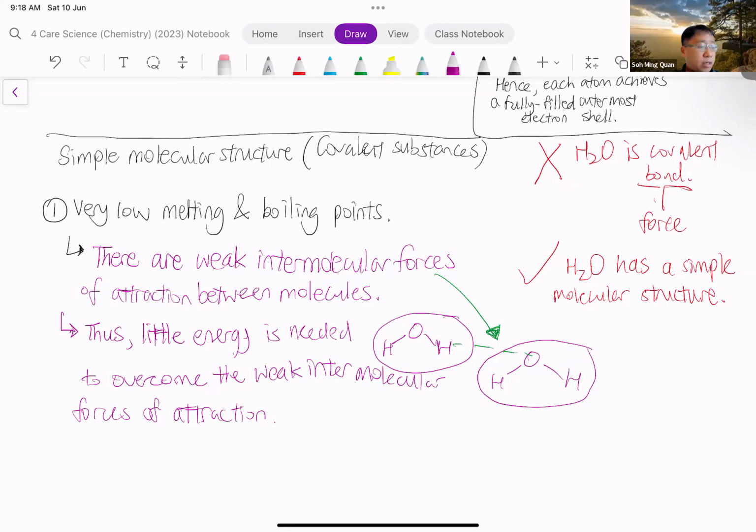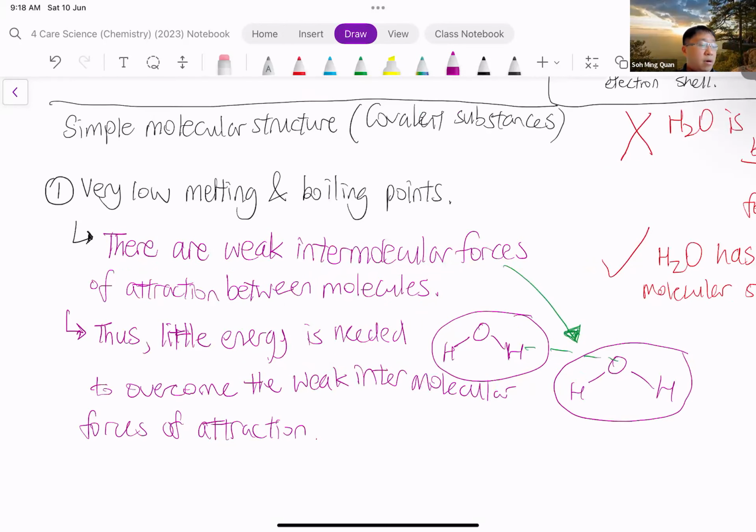Now, because simple molecular substances have a low melting and boiling point, what it means is that most of them will exist as either liquids or gases because they would have melted or boiled at room temperature already. Their melting point and boiling point is below room temperature. So most of them are either liquids or gases, which makes sense. Water is a liquid. Oxygen, O2, is a gas at room temperature. All right. So we say that the substances are volatile.